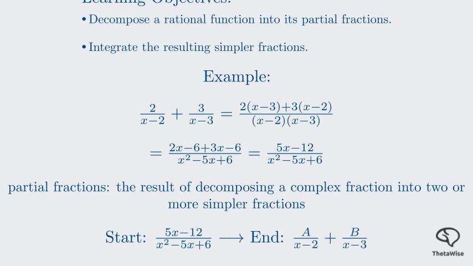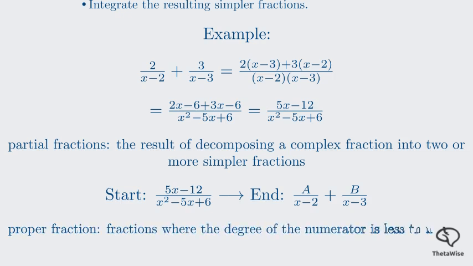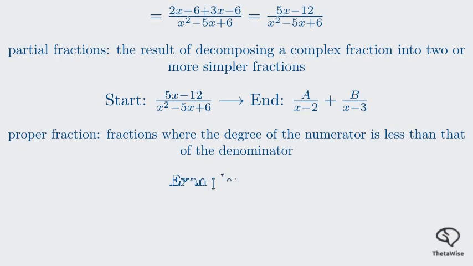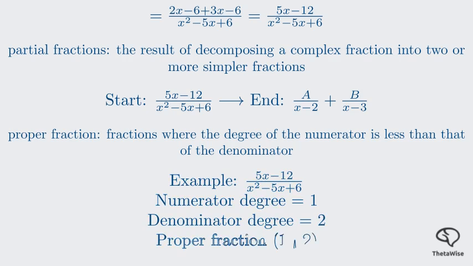To successfully split a fraction, it's crucial that it's a proper fraction. Let's define what that means. A proper fraction is one where the degree of the polynomial in the numerator is strictly less than the degree of the polynomial in the denominator. For example, in our fraction (5x minus 12) over (x squared minus 5x plus 6), the numerator 5x minus 12 has a degree of 1, and the denominator x squared minus 5x plus 6 has a degree of 2. Since 1 is less than 2, this is a proper fraction.